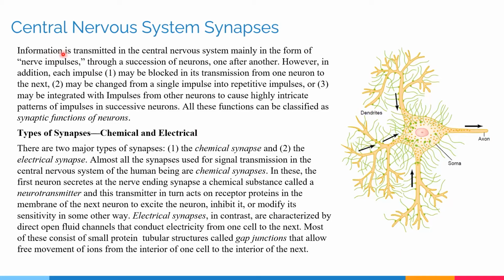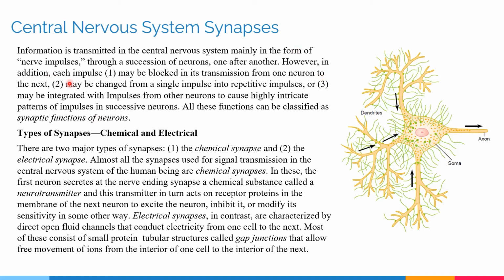Next, we will look at the central nervous system synapses. Information is transmitted in the central nervous system mainly in the form of nerve impulses, that is, through a succession of neurons one after another. Nerve impulses are obviously the action potentials that we have already discussed way before in probably our third or fourth lecture. And that part is something that will play a major role in subsequent slides. So if we do not recall it very well, then we can obviously visit the previous lecture on this particular channel.